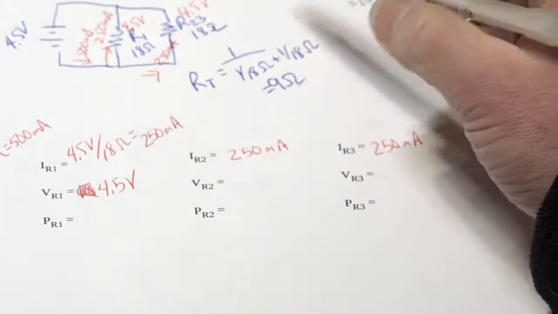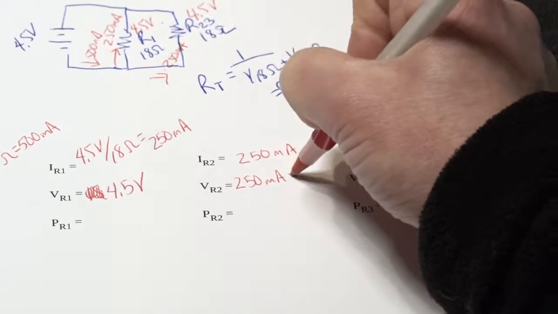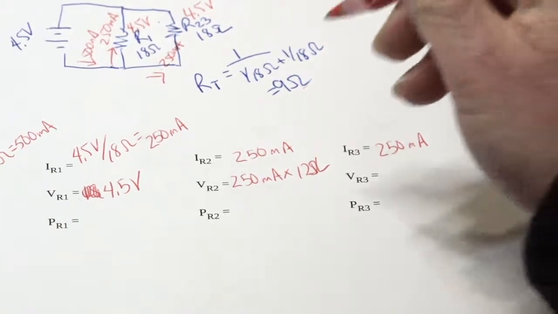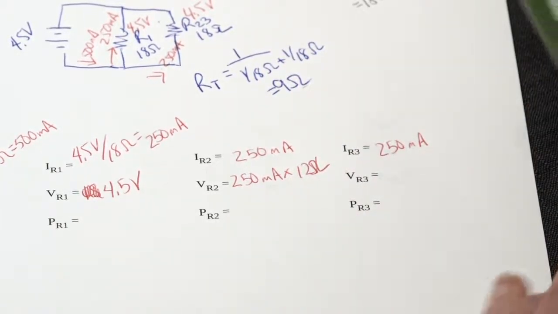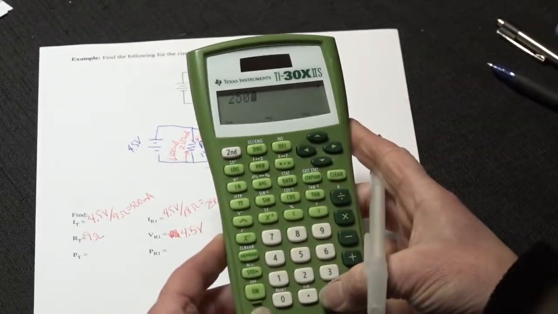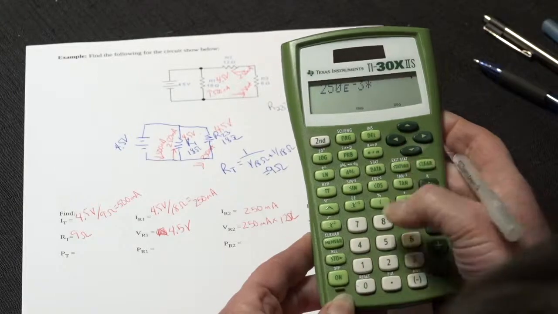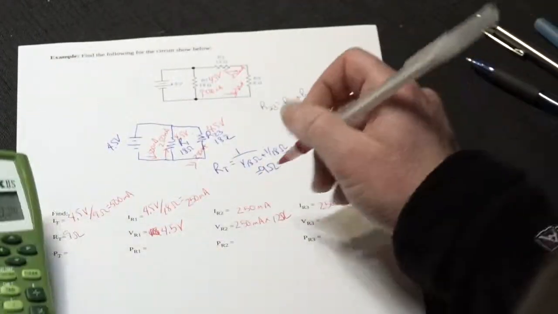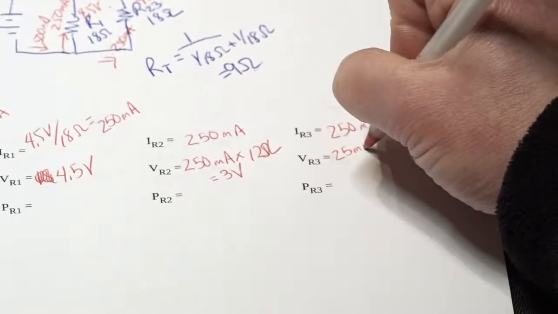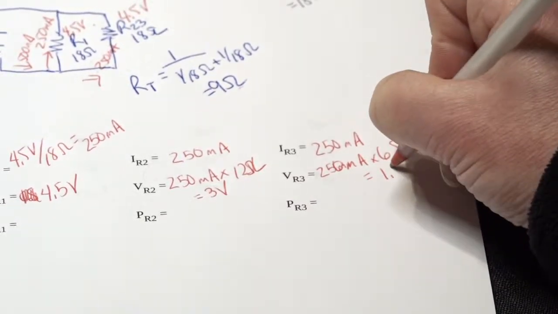If we use Ohm's law, 250 milliamps times 12 ohms, well, let's go ahead and calculate. 250 milliamps times 12 gives us 3 volts, and 250 milliamps times 6 ohms gives us 1.5 volts.